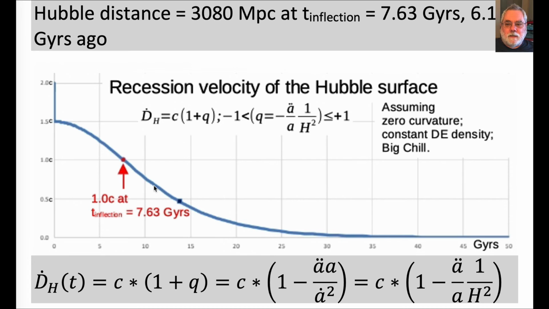After the inflection time, expansion was accelerating. Galaxies' recession speeds were and are increasing. Galaxies receding from us at an accelerating rate will overtake the Hubble surface, receding slower than the speed of light. Galaxies will subsequently be receding from us faster than the speed of light. These galaxies will exit the Hubble sphere permanently.